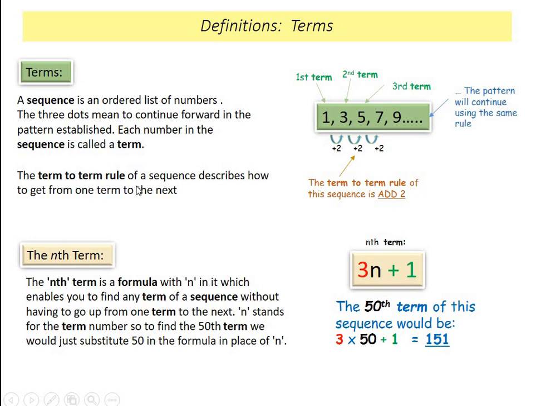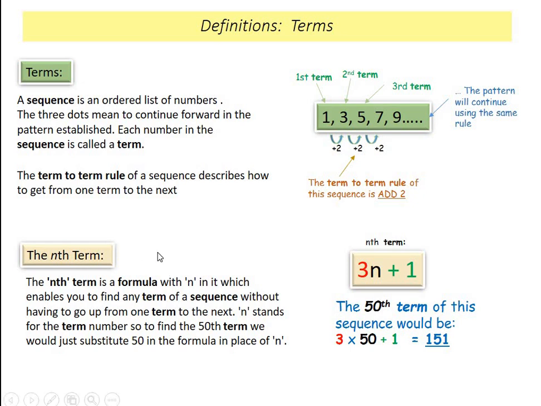The term-to-term rule of a sequence describes how to get from one term to the next. So I can see in this pattern that each time I have added 2 to get to the next term. So the term-to-term rule of this sequence is add 2. When you see dots after a number, it means the pattern will continue using the same rule.